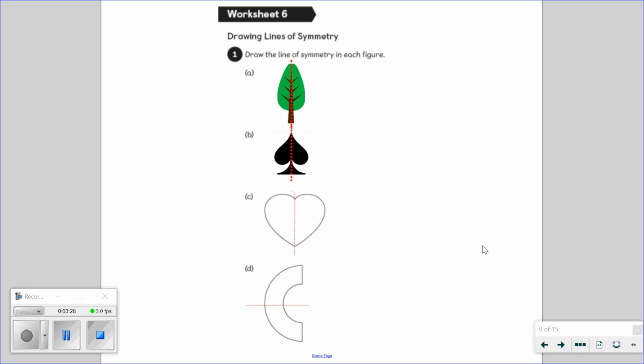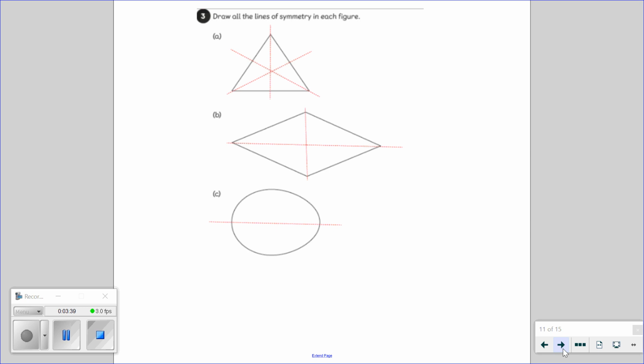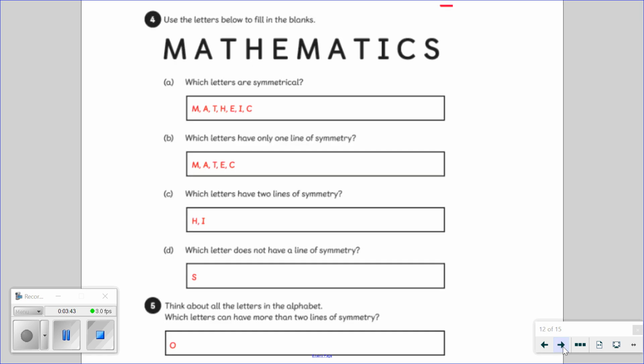So here are the answers for question 1, question 2, question 3, and question 4.